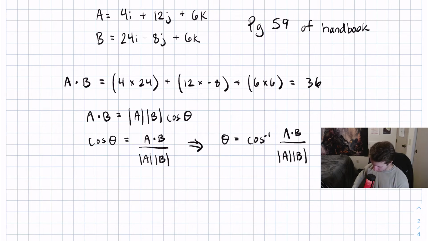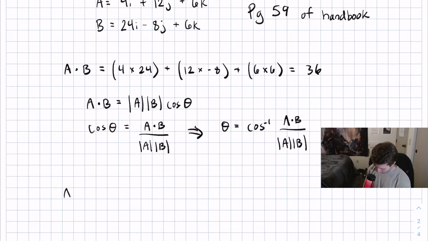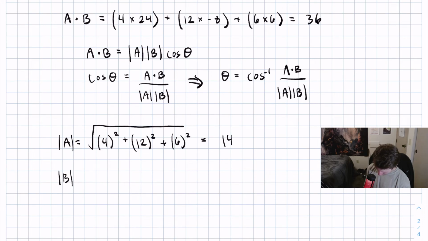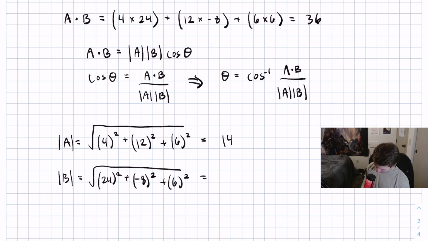So the last thing we need to find for this are these magnitudes, and that is extremely easy with vectors. You just take their coefficients and square them under a big old square root sign. So for the magnitude, put that. The magnitude of a is the square root of 4 squared plus 12 squared plus 6 squared, which will give us 14. So the magnitude of b is the square root of 24 squared plus -8 squared plus 6 squared. And that'll give us 26.